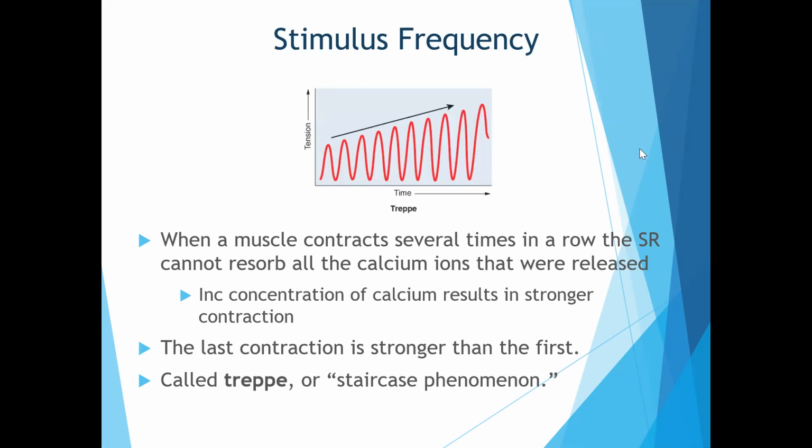All right, so we're going to talk about stimulus frequency, and there's a few different concepts that go along with this. And so our first one is known as treppe, or the staircase phenomenon, and it's caused by an increased concentration of calcium. So when our muscle contracts several times in a row, the sarcoplasmic reticulum doesn't have time to absorb all the calcium that it pumped out in between contractions. So as our concentration of calcium goes up within the muscle fibers and muscle, then we get a stronger contraction. And so it builds upon each other. That's why they consider it a staircase, because it gets stronger and stronger.